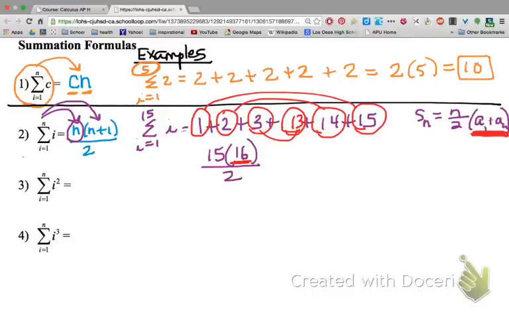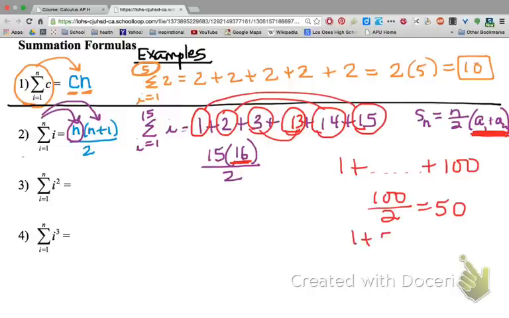So if it was, let's say, 1 to 99, there would be 49 and a half of them. If I did 1 to 100, would you agree that if I paired them up, I had 100 numbers, so it would give me 50 pairs? And if I did, let's say, 1 to 50, I would have 50 numbers, and if I divide by 2, it would give me 25 pairs.